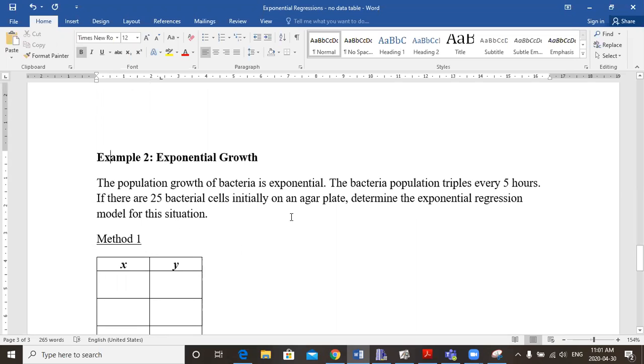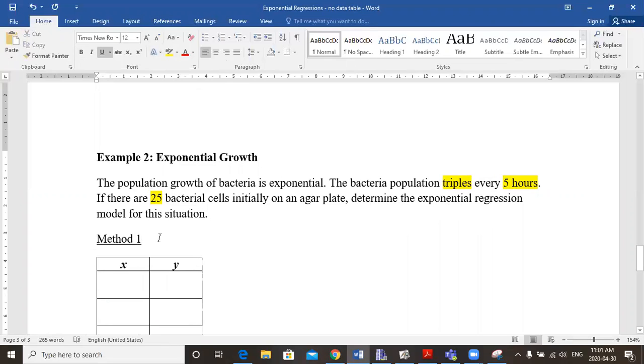So exponential growth. The population growth of bacteria is exponential. The bacteria triples, so it triples every 5 hours. There are 25 bacterial cells initially on an agar plate. What is the exponential regression for this situation?